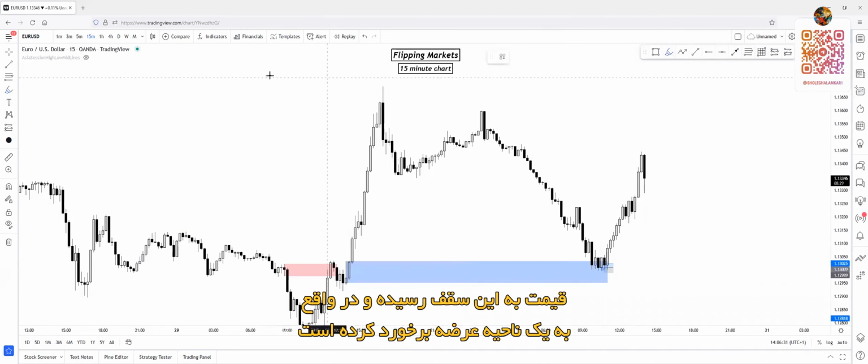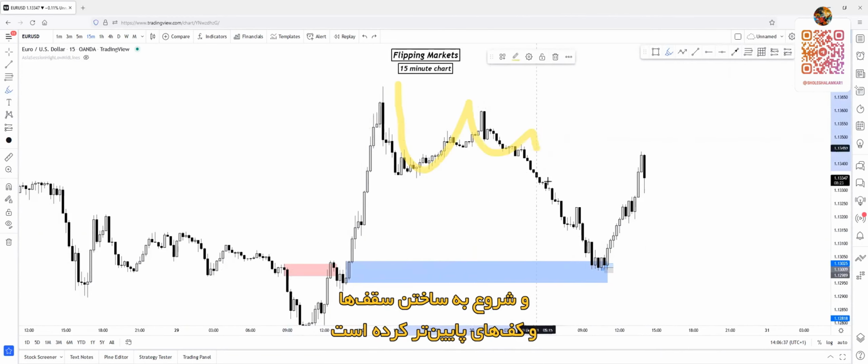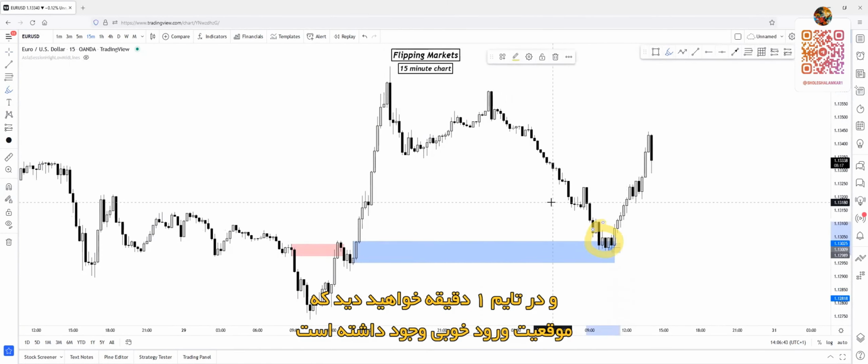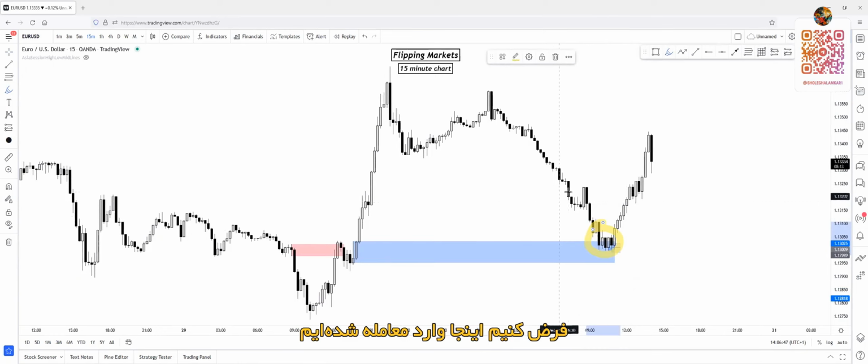Okay, price reached its high point here. Actually, it tapped into some sort of supply zone, reversed, and started to form a series of lower lows and lower highs. Okay, price tapped into this demand zone, and on the 1 minute, you will see that there was a good entry opportunity. And let's say we entered in a trade.